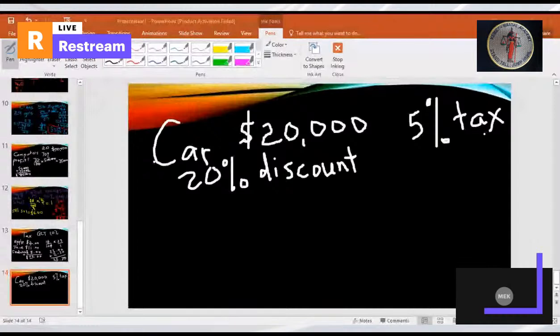So it's two things happening here. You're buying it cash, so you're going to get the 20% discount, but there's a tax you have to pay. They have to add the tax first, then give you the discount.